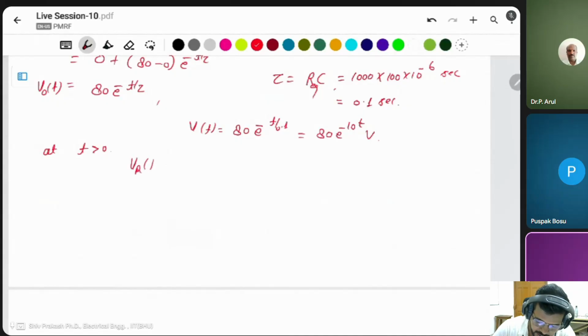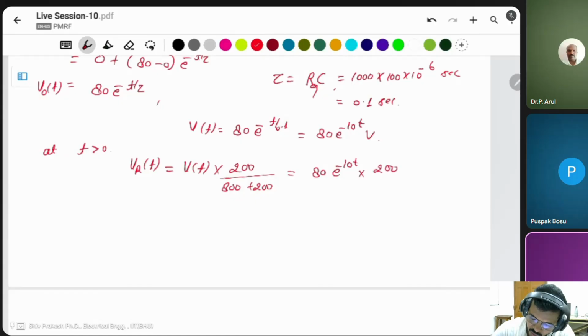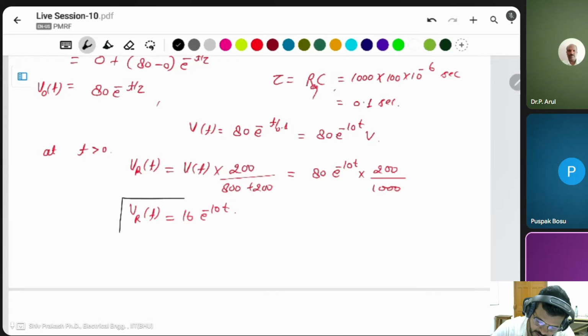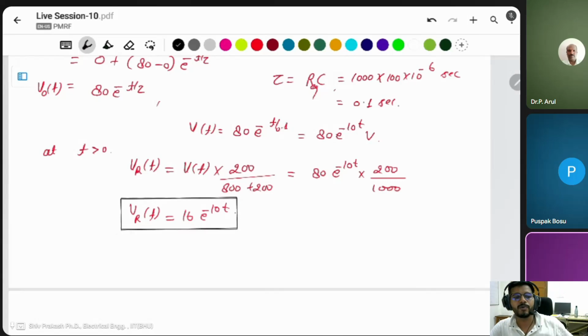VR(t) is the same V(t) times 200 ohm divided by the total resistor, 800 plus 200. V(t) is 80 e to the power of minus 10t times 200 divided by 1000. Zeros cancel out, 8 times 2 is 16 e to the power of minus 10t. This is the voltage across the 200 ohm resistor. Sorry.